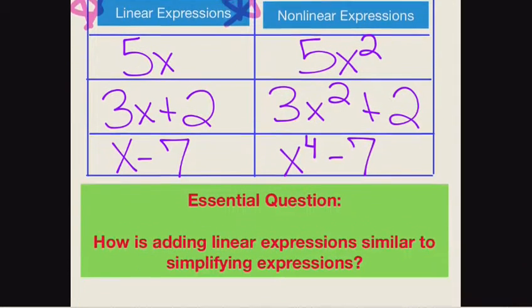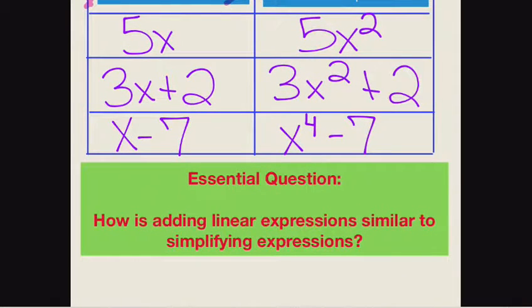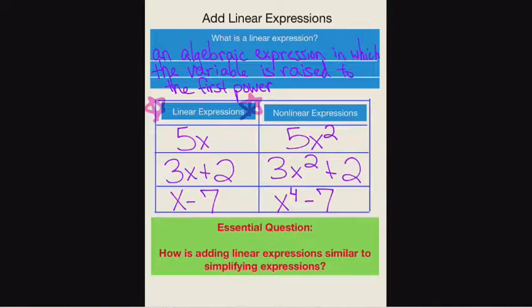One very important, essential question that we'll be looking at is, how is adding linear expressions similar to simplifying expressions? So you recently learned about simplifying expressions. As we're going through this lesson, try to think about, what are the connections between the two ideas? How are they similar? How are they related? How are you using your knowledge of simplifying expressions to help you add linear expressions? All right, let's move on.